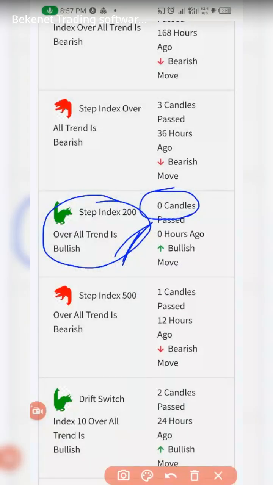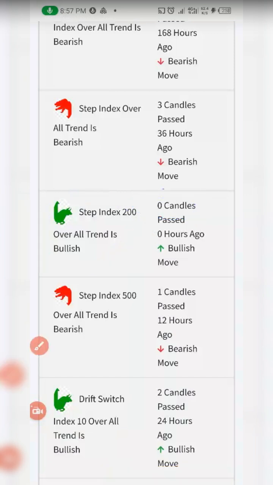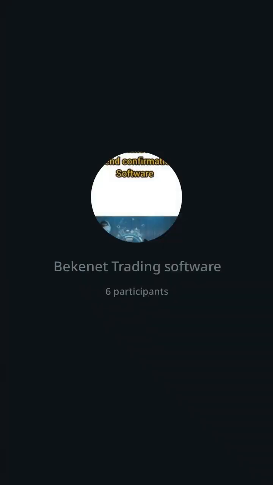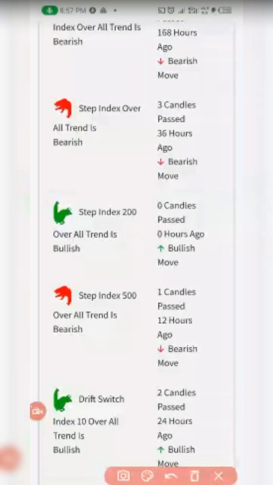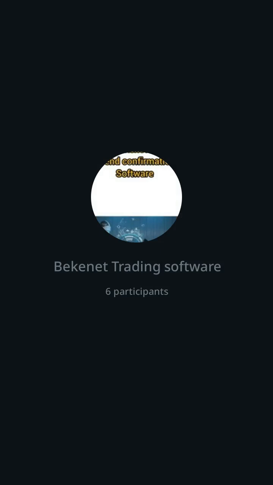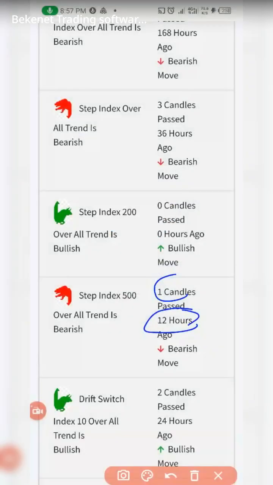So if I wanted to take this trade as a buy, for me to be on a safer place, the system has already told me that this is going to be on a bullish move. It just started now because it's showing 0. Now look at step 500. It's showing 1, meaning 12 hours ago it started, on a bearish move. Whether I'm taking this as a buy or a sell, I'm not going to enter immediately.